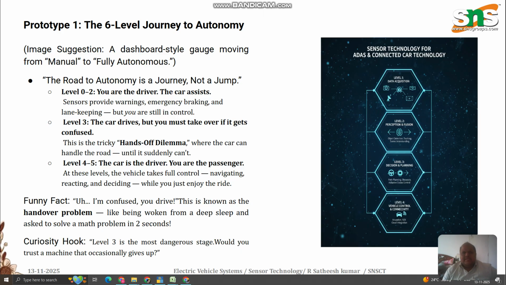So this is the level 6 journey to autonomy. There are several levels in the ADAS system: level 1 data acquisition, level 2 perception and fusion, level 3 decision and planning, level 4 vehicle control and connectivity. We are moving towards level 6. So we have to trust the machine. That is the main thing. We have to sit relaxed and trust the machine so that the machine will take care of the entire thing.